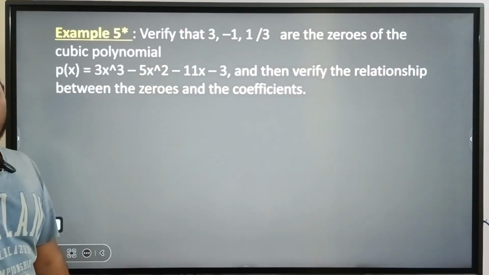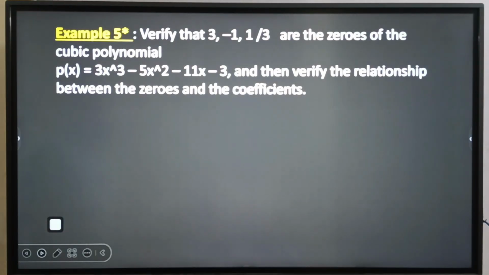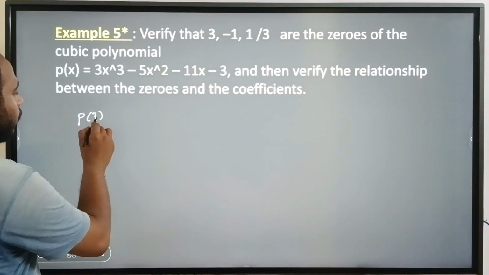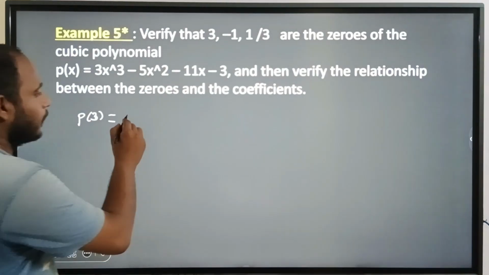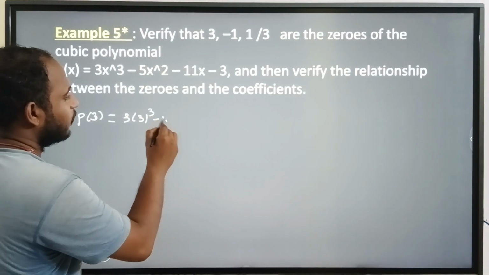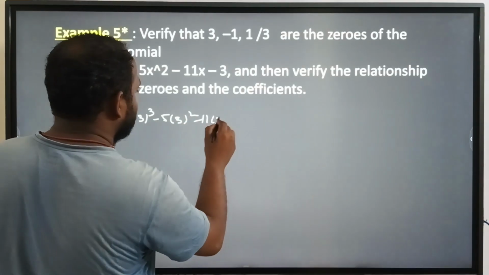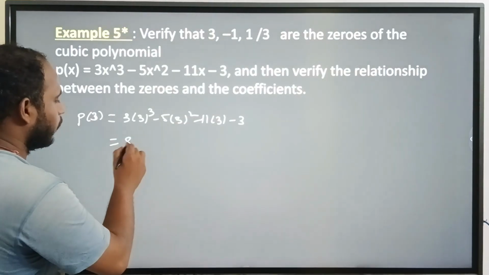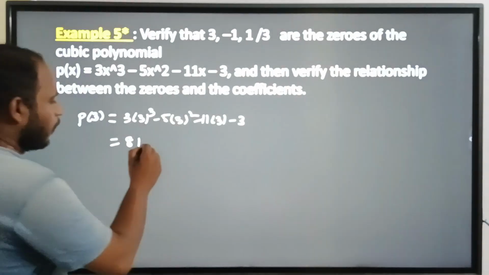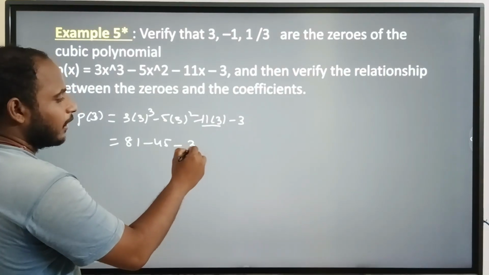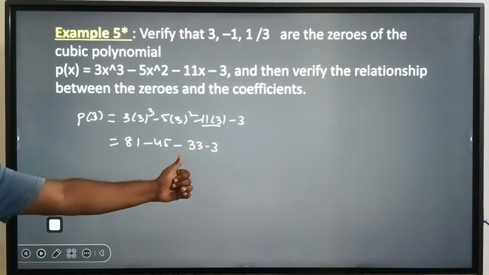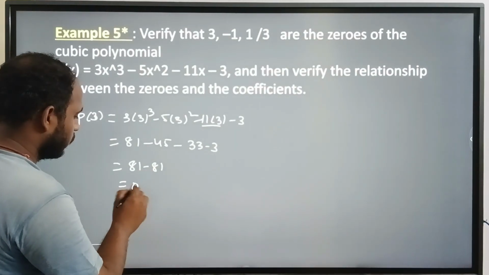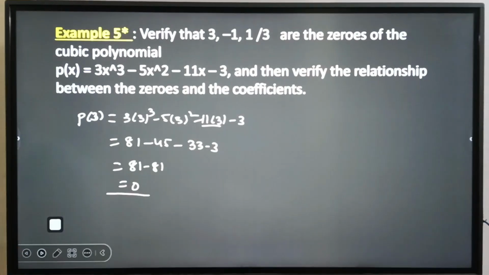Verify that 3, minus 1, 1 by 3 are the zeros of the cubic polynomial p of x. Therefore, first we have to check for p of 3. 3 into 3 cube minus 5 into 3 square minus 11 into 3 minus 3. Here 3 cube value is 27, 27 into 3 is 81. 3 square value is 9, 9 times 5 is 45, 11 times 3 is 33. Therefore, 81 minus 45 minus 33 minus 3 is equal to 0. P of 3 value is 0.